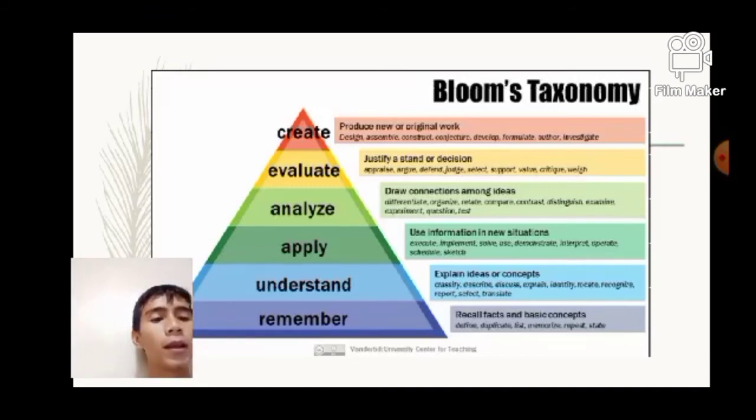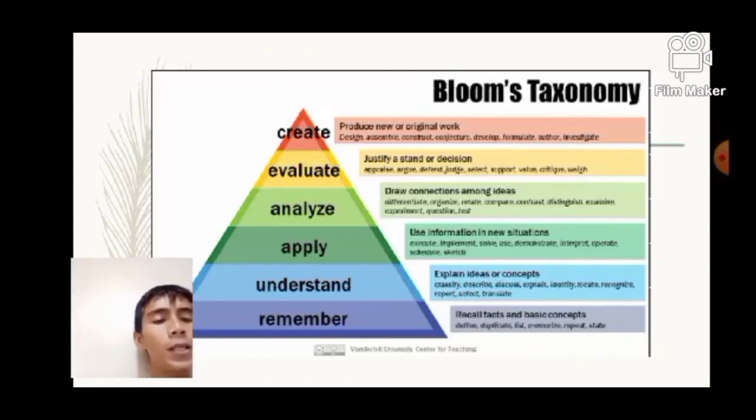Evaluate. Justify a stand or decision. After analyzing, we start evaluating, we start justifying based on our knowledge.